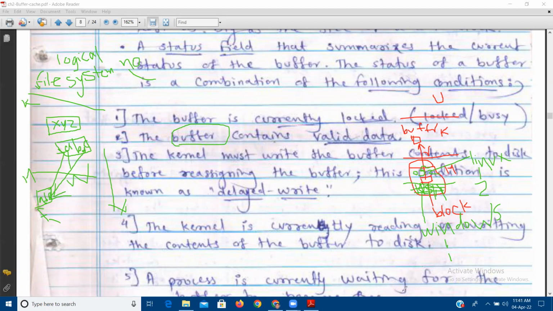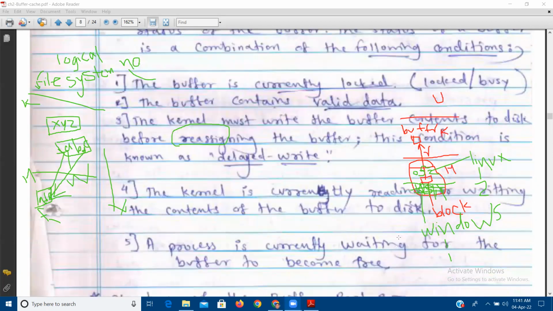अँड लास्ट स्टेटस, प्रोसेस इज करंटली वेटिंग फॉर द बफर टू बिकम फ्री. म्हणजे एखादा बफर आहे, तो बफर आपल्याला ऍक्सेस करायचा आहे, पर्टिक्युलर बफर आहे, तोच बफर आपल्याला ऍक्सेस करायचा आहे, पण तो बफर ऑलरेडी बिझी आहे कुठेतरी. सो इफ इट इज ऑलरेडी बिझी, सो देयर मे बी नंबर ऑफ प्रोसेसेस दे आर ट्राइंग टू वेट फॉर द सेम बफर. का तर त्यांना तोच बफर वापरायचा आहे.